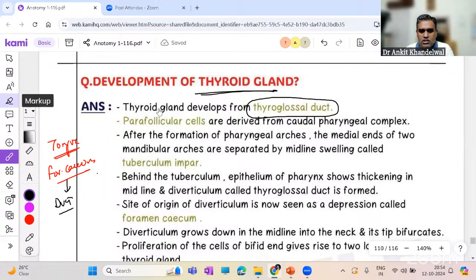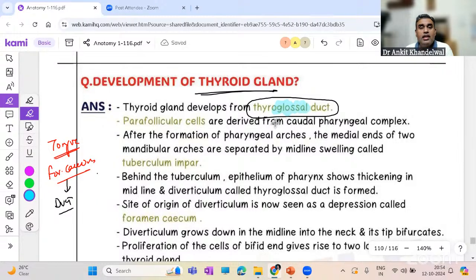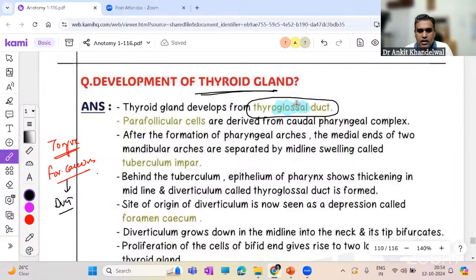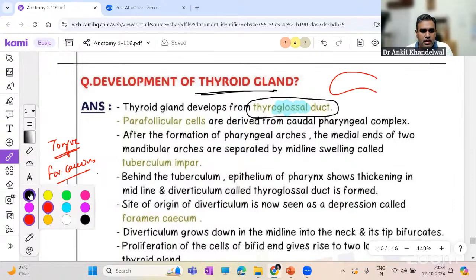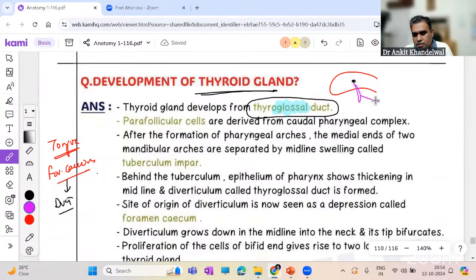So what is glossal? Glossal, like lingual, is related to the tongue. So there is a thyroglossal duct. If I show you the tongue like this, and there's this foramen cecum over here, then here is a duct that is coming down. This is the thyroglossal duct. Imagine the tongue over here and the thyroid gland over here. The duct goes down in front of the neck, and then it bifurcates into two, and you have the two lobes of the thyroid gland, right and left.